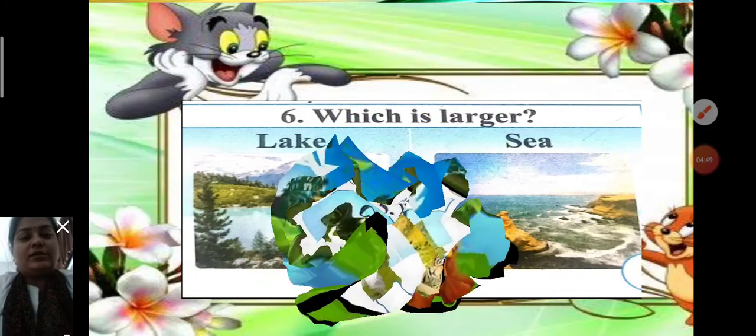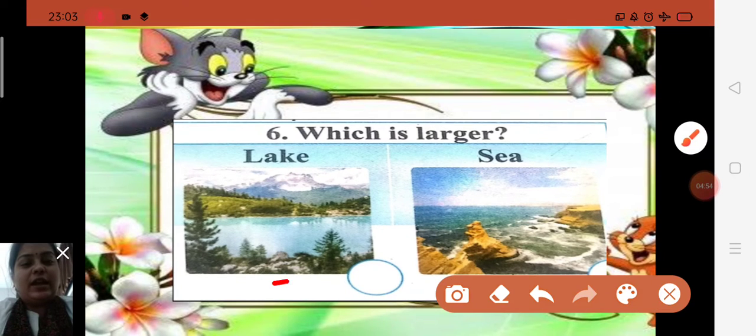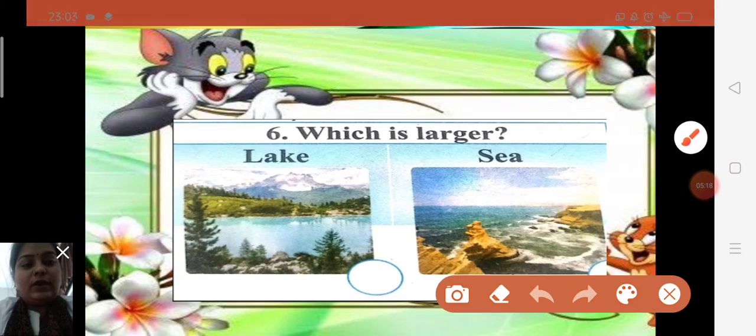Now move to the next. Which is larger? Yes, children, the first picture here is a lake, and the second picture is the sea. And what do you know about the sea, children? The sea has a direct outlet to the ocean, whereas lakes do not. Lakes may be above or below sea level, but lakes are man-made water bodies, whereas the sea is natural. So the natural one will be the larger, children. So there you will have to write: the sea is larger than the lake.